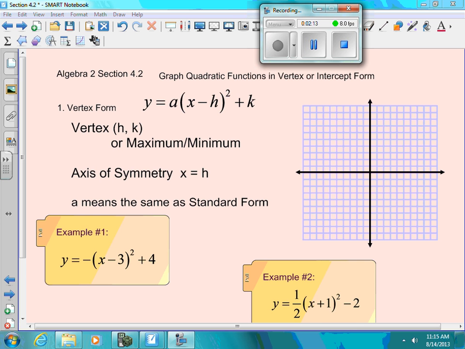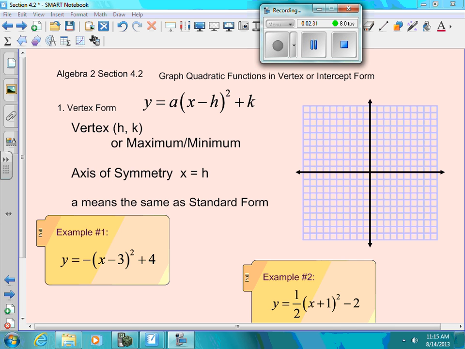But the first one we're going to talk about today, and I'd like you to write down all this in your notes as well, as I know you would anyways without me asking. Vertex form: y equals a times (x minus h) squared plus k. Notice the x minus h is in parentheses.